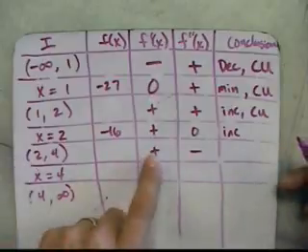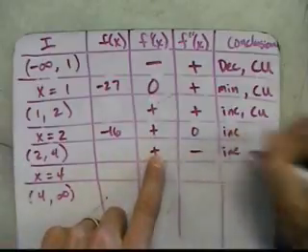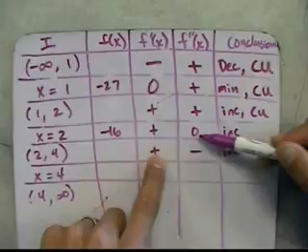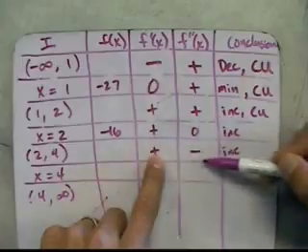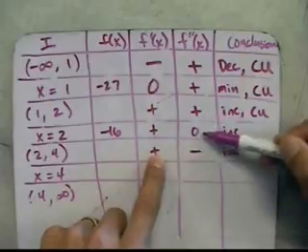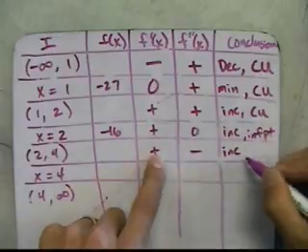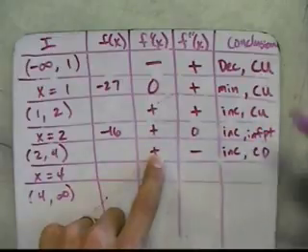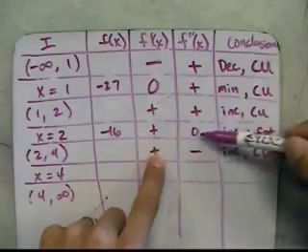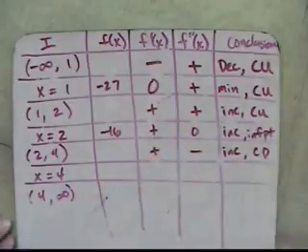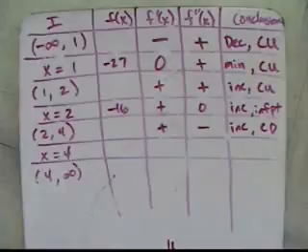Now this one I'm still increasing. Notice here, I can now call this an inflection point because I've switched from concave up to concave down right here. And here I know this is concave down. Because I switched concavity right here, that's got to be an inflection point.